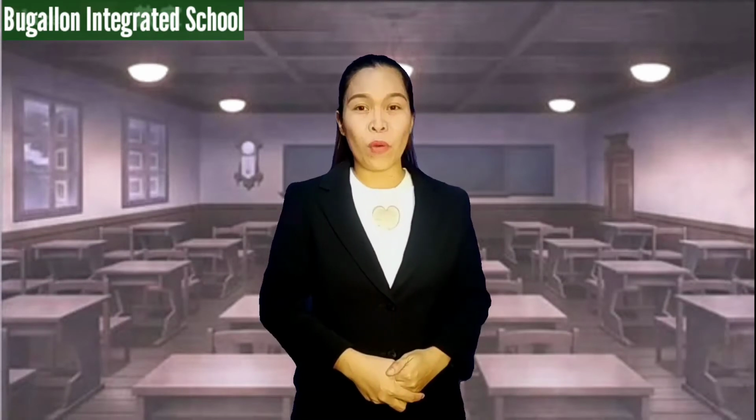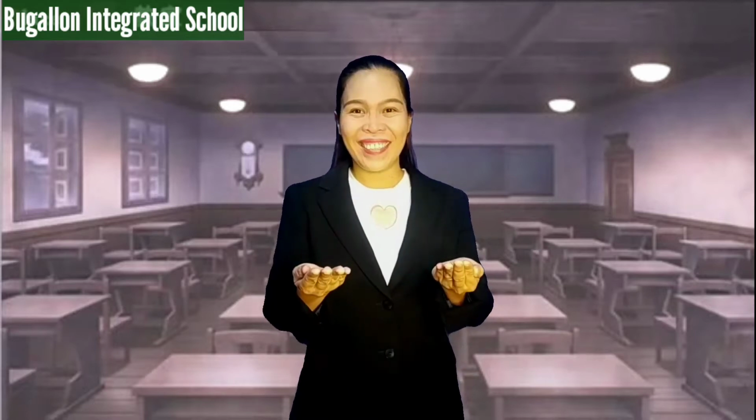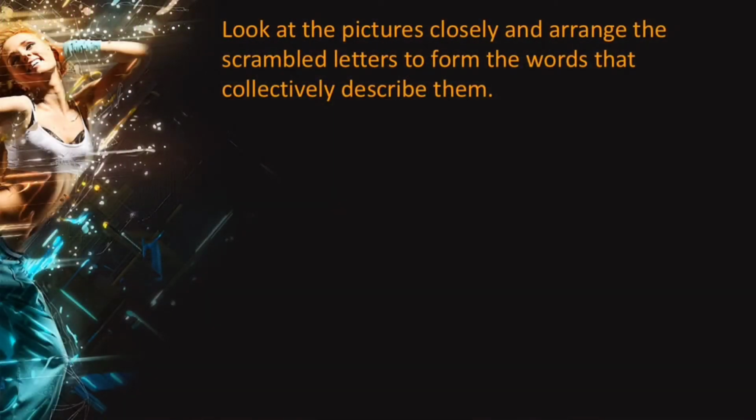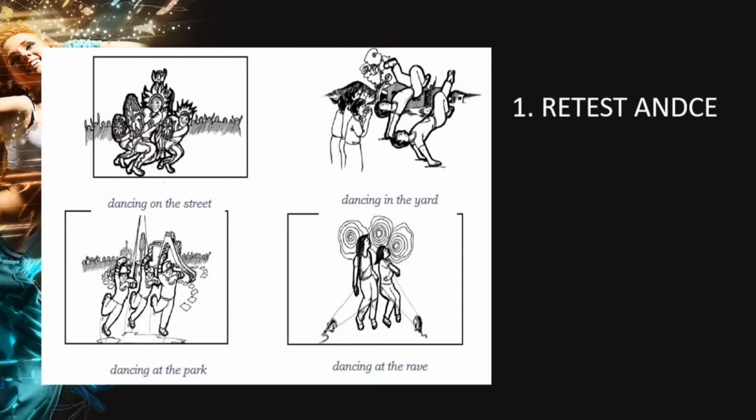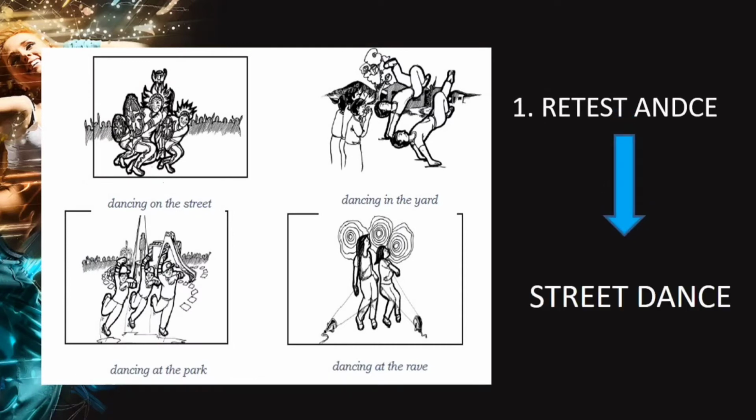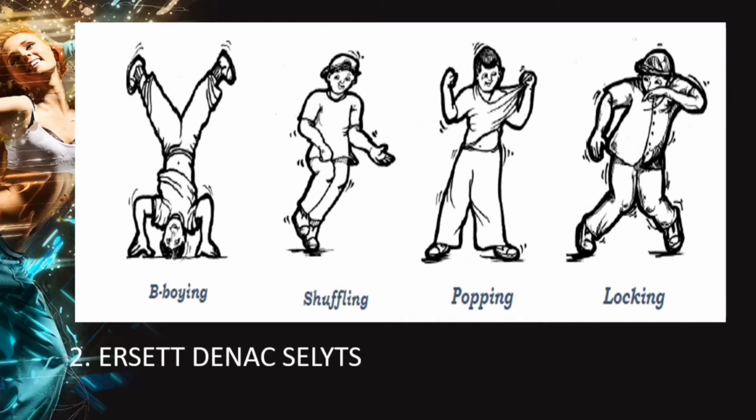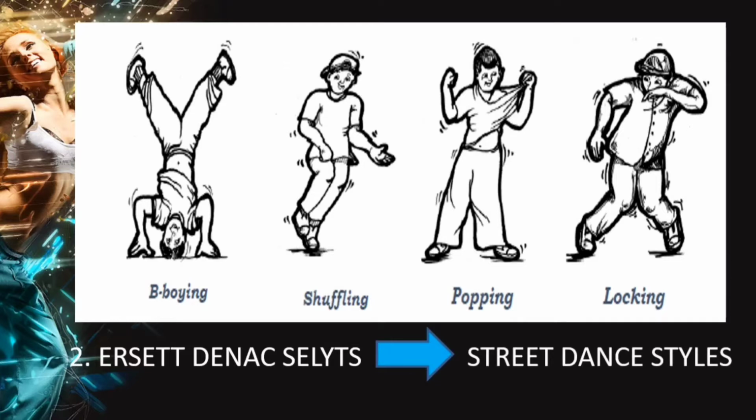Before we proceed to our lesson for today, let us have a pre-test first. Are you ready? Look at the pictures closely and arrange the scrambled letters to form the words that collectively describe them. Number 1. Yes, you are right. The answer is street dance. Number 2. Wow, you got it again. The answer is street dance styles.